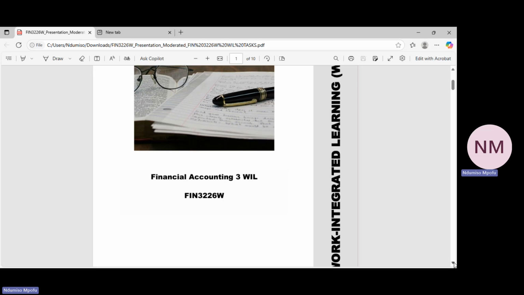No. This is a session whereby I'm guiding you on what is expected as you finalize your WIL task, because I believe right now you should be finalizing everything. You should have at least started drafting or almost done. So this session comes before you submit your first draft, just to give you additional guidance as to what is expected.